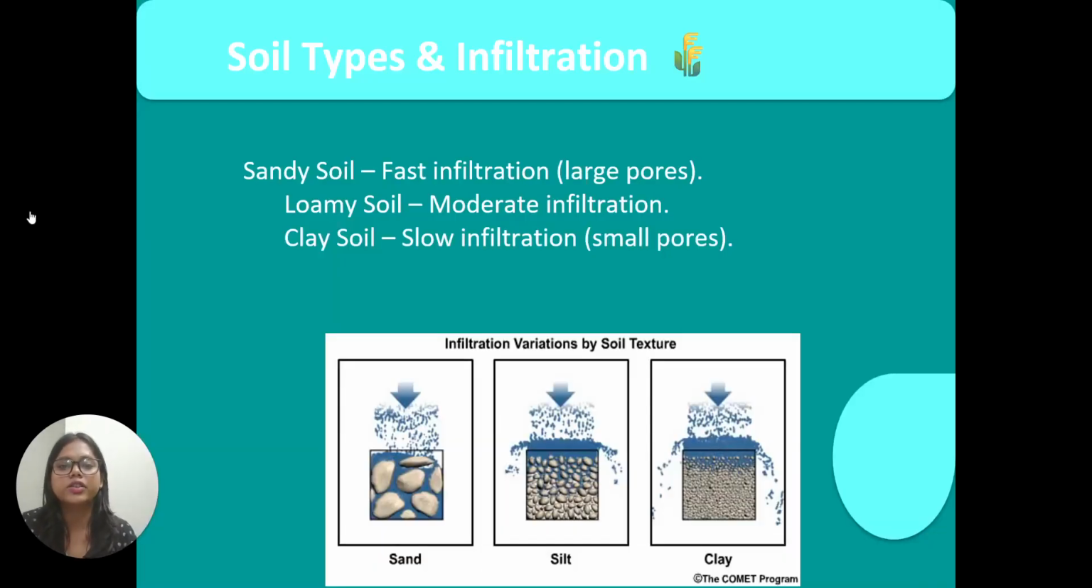Now let us look at soil types more clearly. Sandy soil has large pores, so water enters very fast. Loamy soil has medium pores, so infiltration is moderate. And clay soil has very small pores, so water enters slowly. That is why sandy areas rarely have waterlogging, but clay areas may have puddles after the rain.